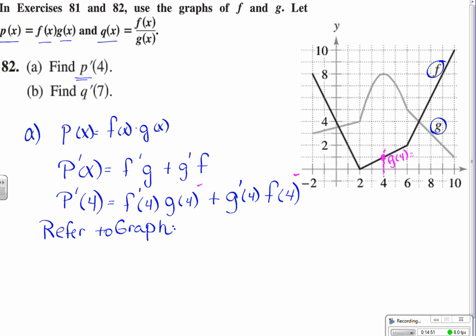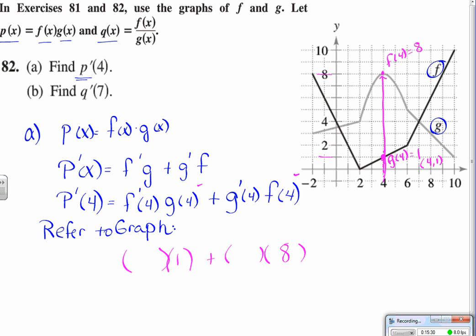G of 4 turns out to be a height of 1. Or we know it's the location (4, 1). G of 4 is 1. Okay, so that was g of 4. I'm going to leave this other one open. F of 4: from 4, I'm going to go up till I strike the f function, and the height that I landed at was 8. So f of 4 is equal to 8.